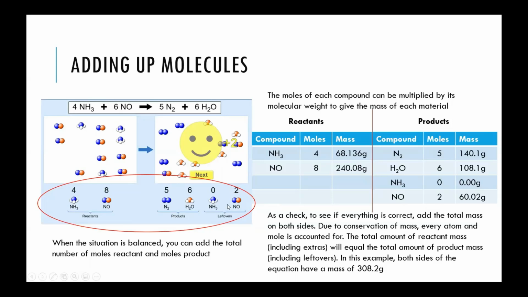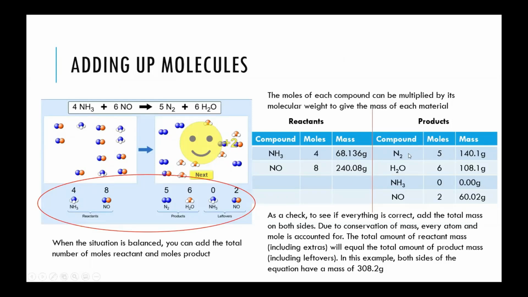So on the report form, you're going to be recording what are the reactants, and so there are 4 moles of ammonia and a total of 8 moles of nitrogen monoxide. And using the molecular weights, you can determine what is the mass of these components.